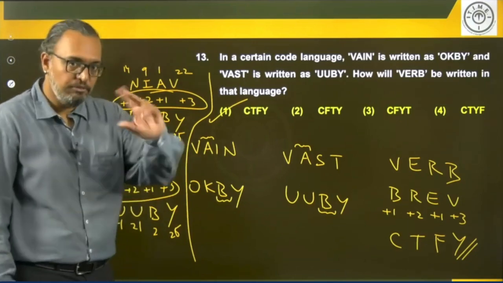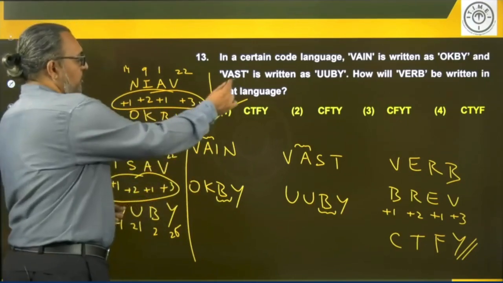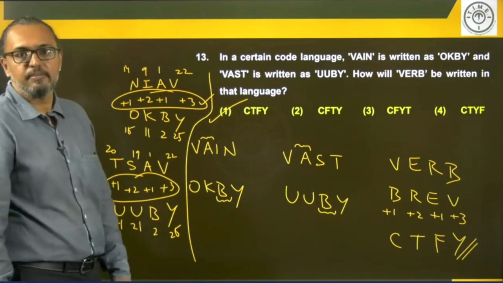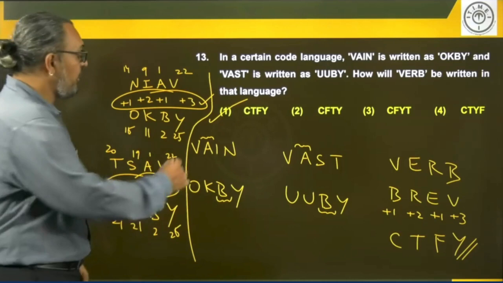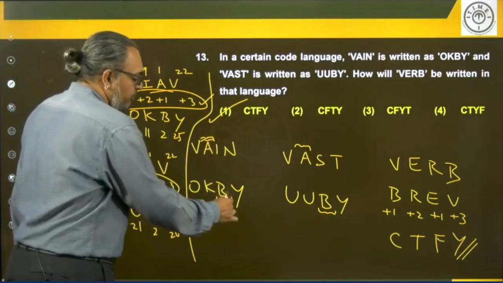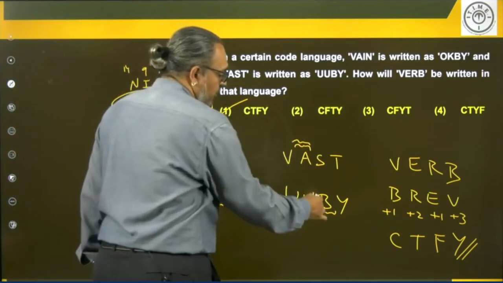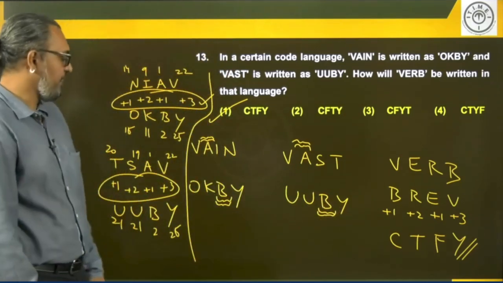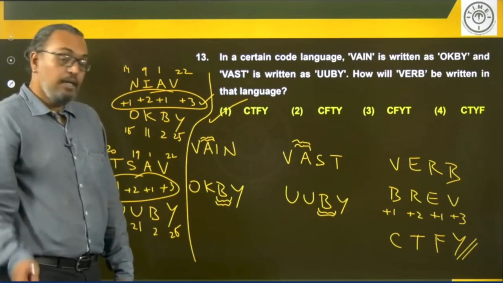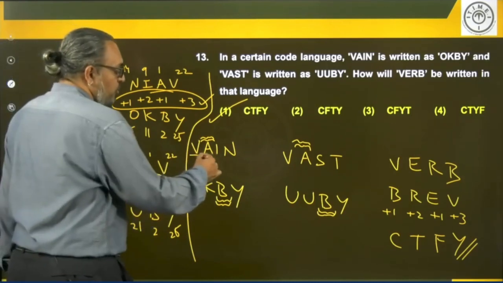CT, FY. So you reverse the word and take the logic: plus 1, plus 2, plus 1, plus 3. Correct? So these are the things that you have to observe. In which position are the next letters? And accordingly, we look into it. Now, another observation you can make is the first two letters are VA.